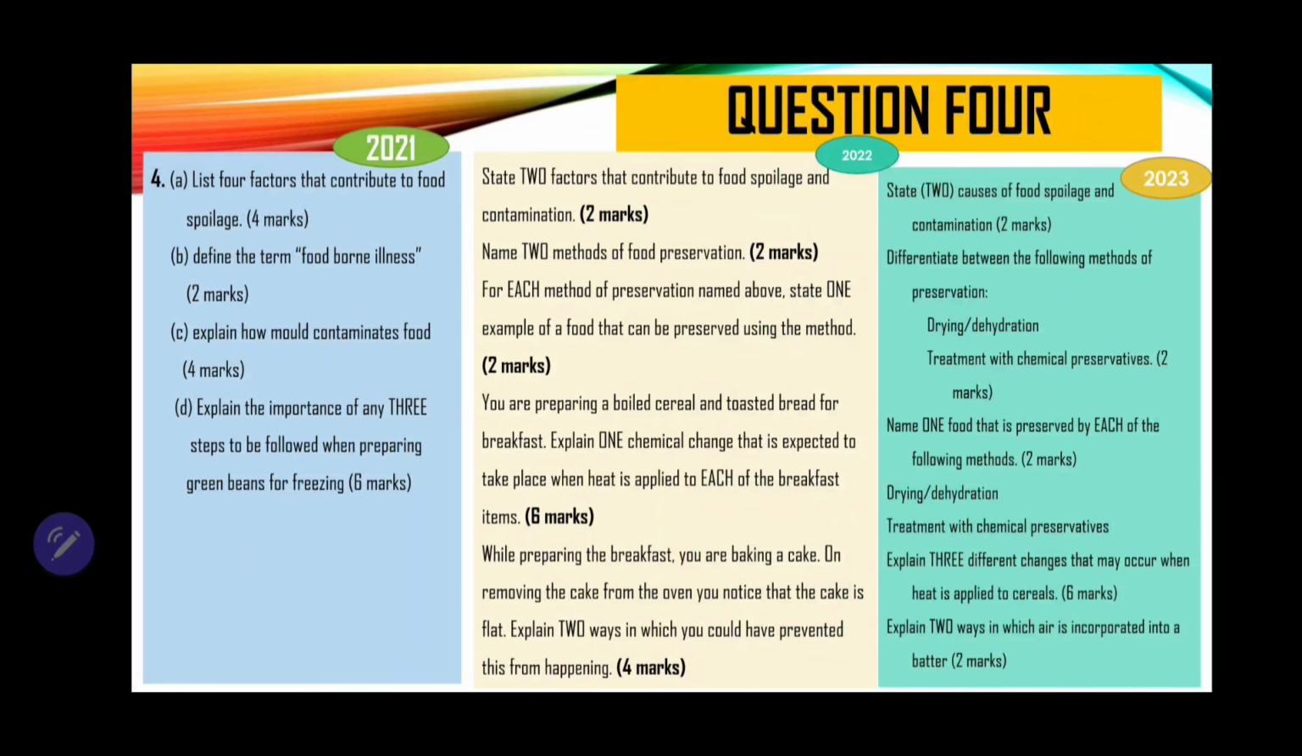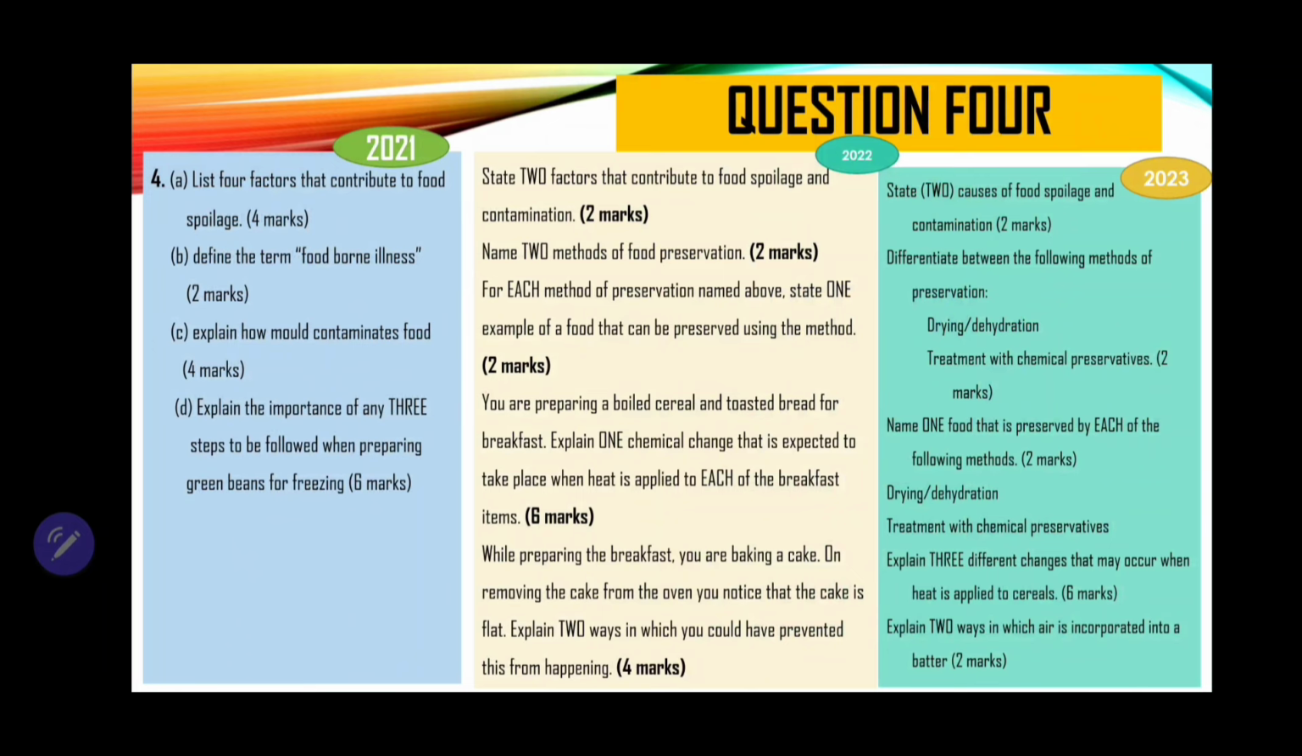Now, it's clear to say that these questions were formulated from the topic that spoke about microorganisms that contaminate food, also food preservation practices, and also factors that lead to food spoilage.